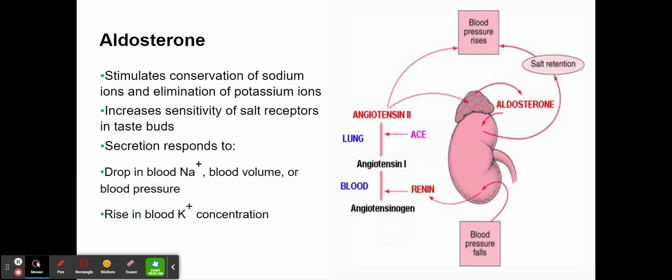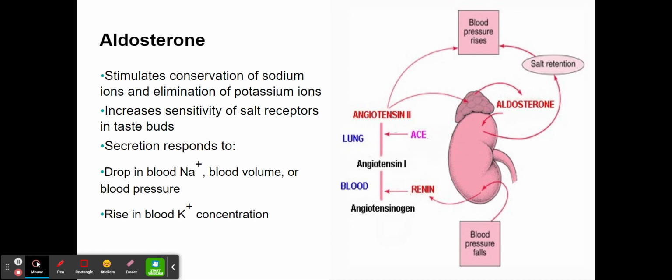Aldosterone secretion occurs in response to a drop in blood sodium content, blood volume or blood pressure, or a rise in potassium concentrations. Changes in either sodium or potassium concentration have a direct effect on the zona glomerulosa, but the secretory cells are most sensitive to changes in potassium levels. A rise in potassium levels is very effective in stimulating the release of aldosterone. Aldosterone release also occurs in response to angiotensin II, and we'll discuss that hormone later when we talk about the renin-angiotensin-aldosterone system.